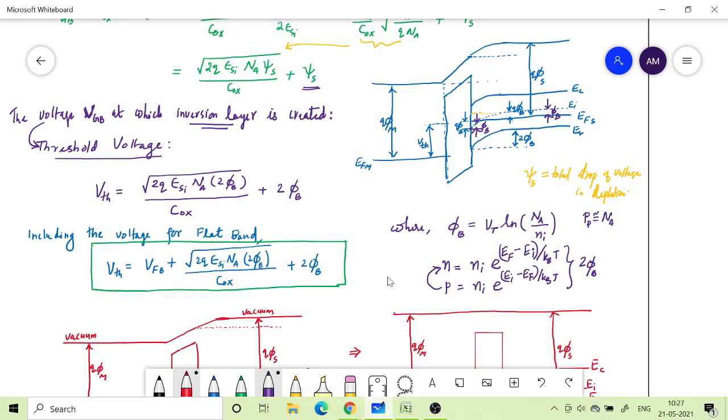So if I know the doping concentration, I can find phi b, which is how much EI is above EFS. Then I impose the condition for threshold voltage: it is the voltage VGB at which the inversion layer is created. I have written voltage VGB into two terms. The first term is basically this.